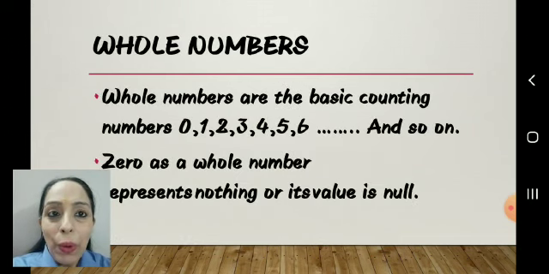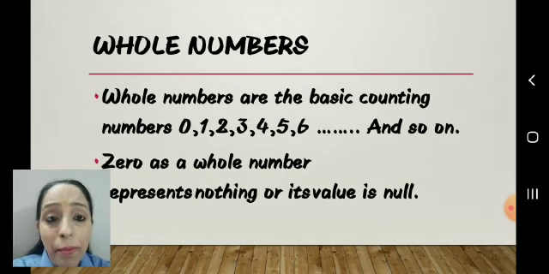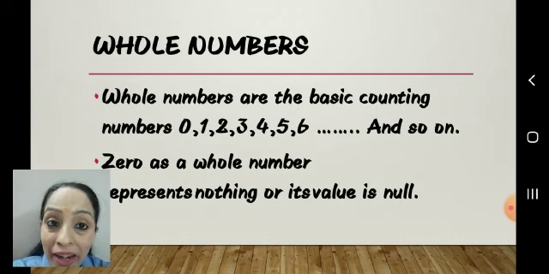Next is whole numbers. Whole numbers are the basic counting numbers. They start from 0 till infinity, like 0, 1, 2, 3, 4, 5, 6, and so on. Suppose there is a hole in any fabric, which number does it represent? 0. So 0 as a whole number represents nothing, or its value is null, but whole numbers start from 0.